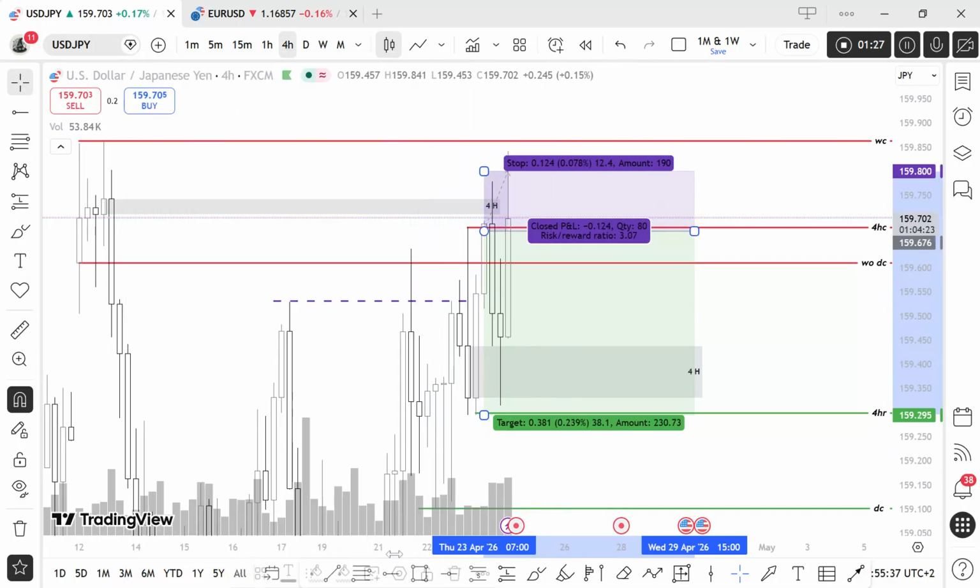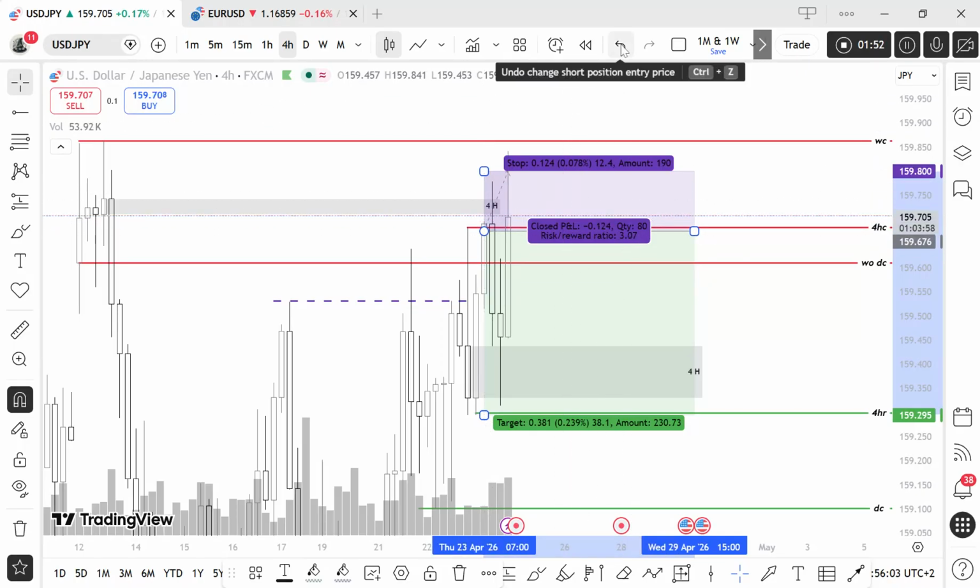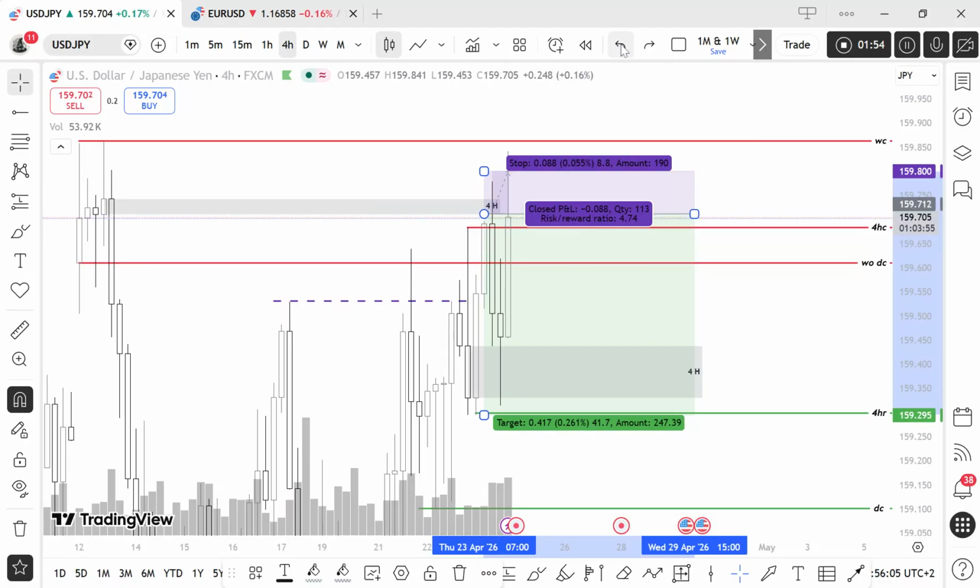Because it was not such a big difference, I didn't exit the trade in order to enter again, because it was not that big of a deal. Not in terms of the stop loss, but when you look at the ratio, it's basically one over one, an hour lost. So this was the first mistake.